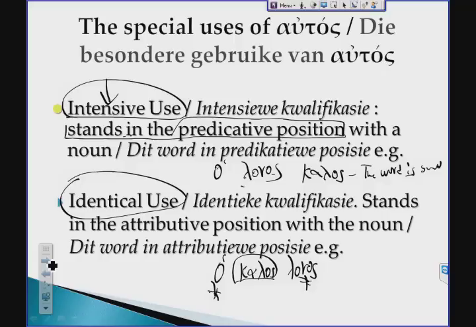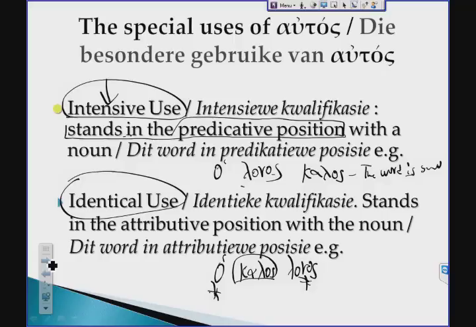Look at this other example there in the first paragraph. Autos ho anthropos. You have ho anthropos, the article and its noun, and then autos stands outside the article and the noun. So you translate it as the man himself. Are you there? It's outside. I'm emphasizing the predicative position. Please don't miss that. Once you miss that, you're going to give me a wrong translation.